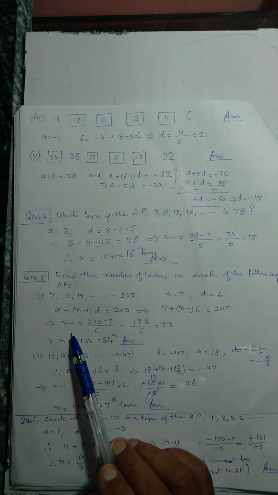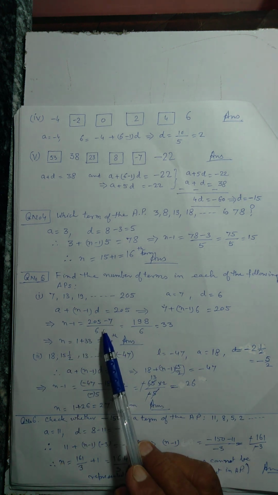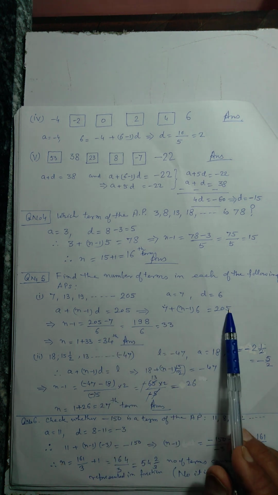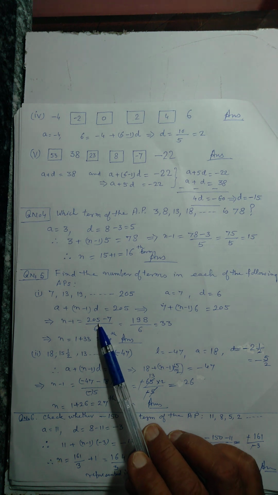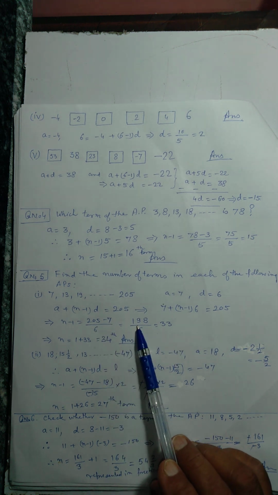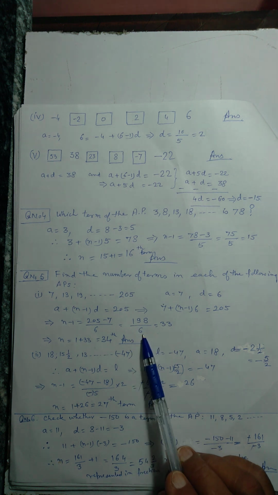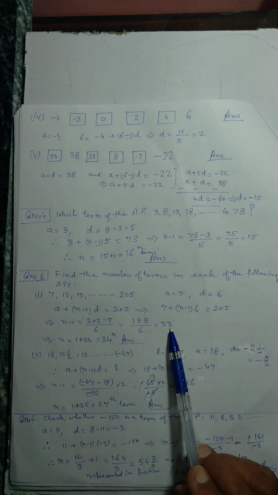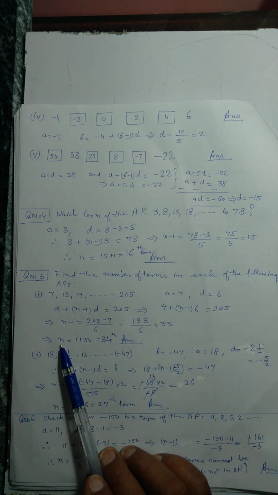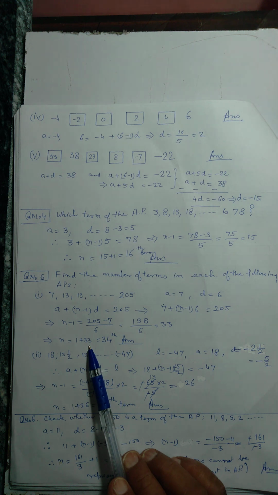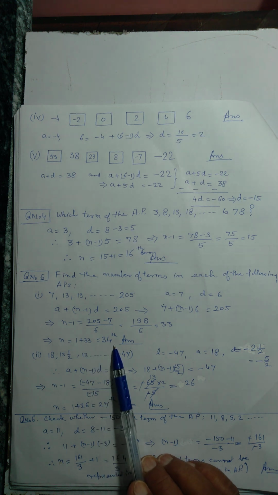So n minus 1 will be equal to (205 minus 7) divided by 6. This is just transposing this 7 to this side. So we will get (205 minus 7) divided by 6. Ultimately you will get 198 divided by 6, and dividing it, you will get 33. So n minus 1 is 33, so n will be equal to 1 plus 33, that will be the 34th term.